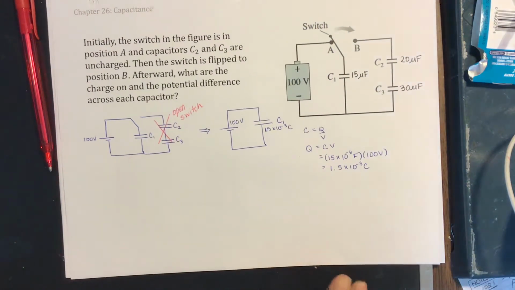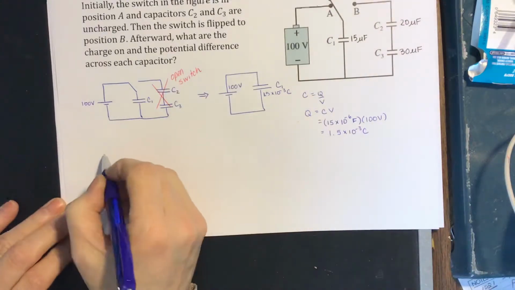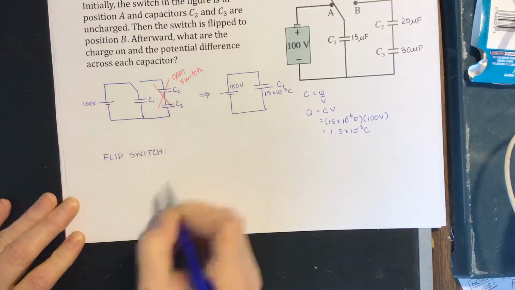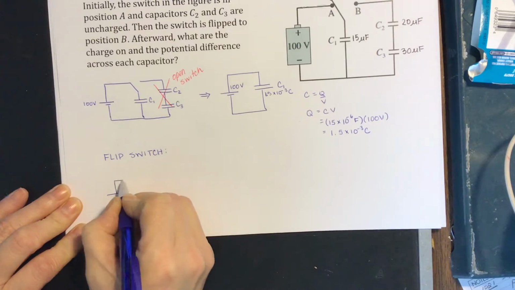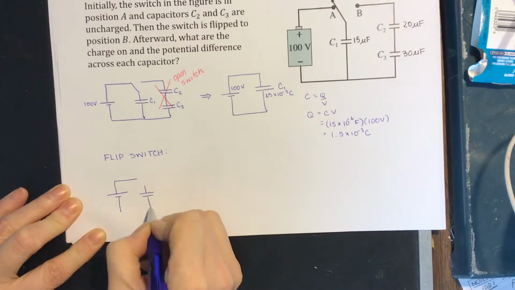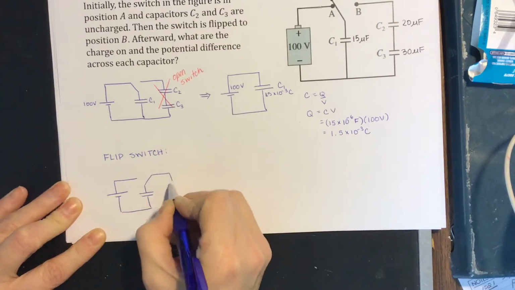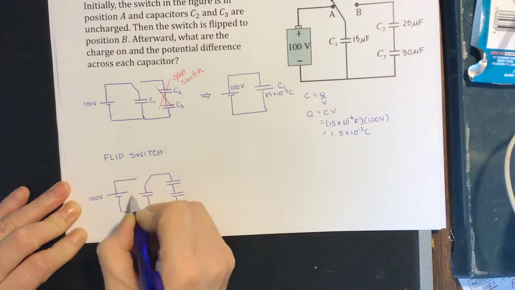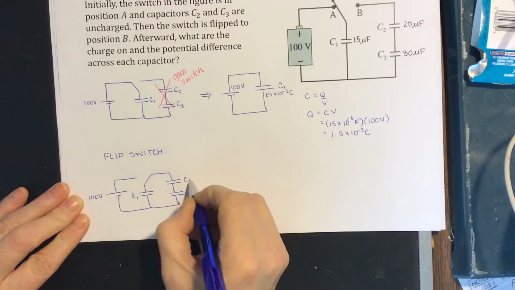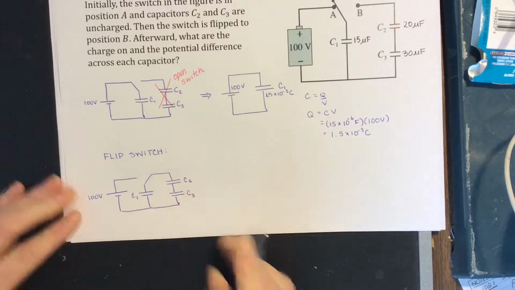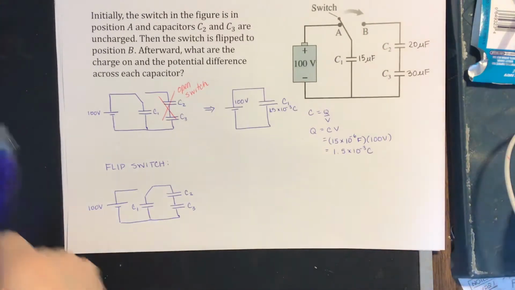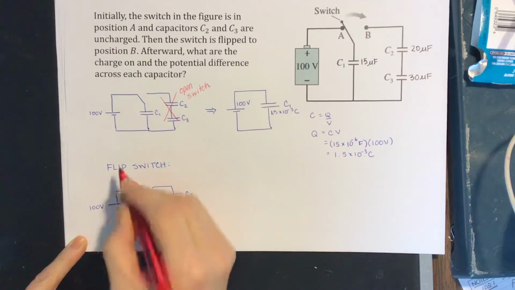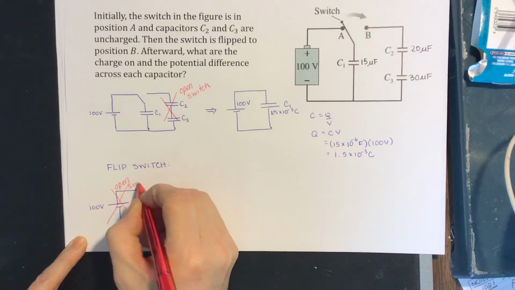Then we flip the switch and we ask what happens next. So we flip the switch. Now our circuit looks like this. So there's our 100 volt battery, there's C1, the 15 microfarads, here's C2, 20 microfarads, here's C3, 30 microfarads. So now what happens? If this switch is flipped over to here, there's no current flowing through this part. So there's an open switch on this side, so no current flow here.